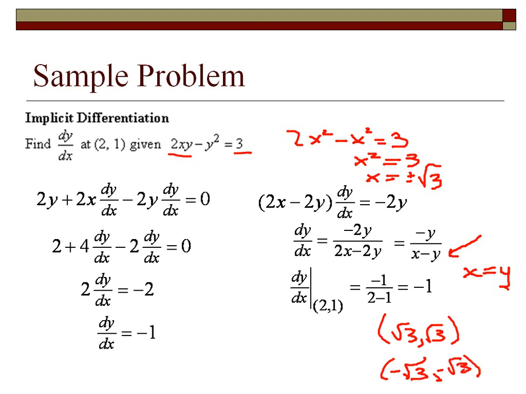If I want to find a horizontal asymptote, it would be where y at the top would equal 0, which means y would equal 0. I have no horizontal asymptotes. If I plug in y equals 0, I get 0 equals 3. It cannot have a horizontal asymptote. It has vertical asymptotes, but no horizontal asymptotes.